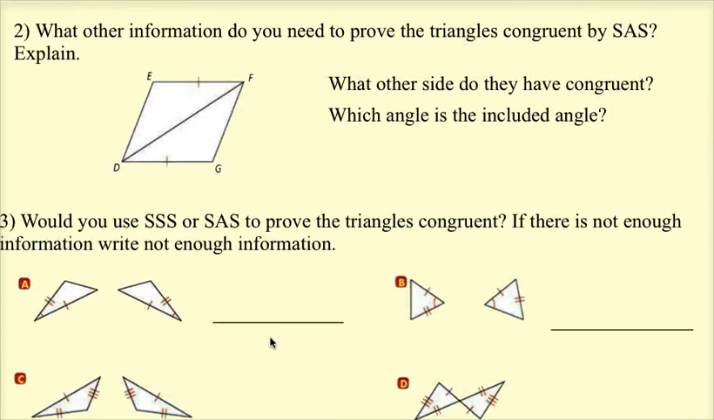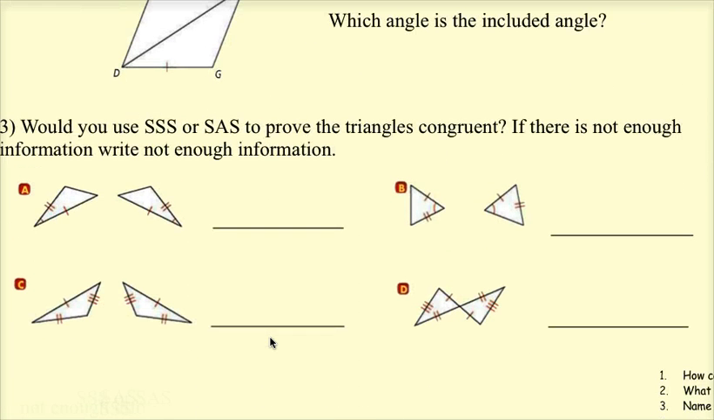And the last thing you're going to do is look at these triangles that are down here, and tell me whether you would use side, side, side, or side, angle, side to prove that the triangles are congruent. If there's not enough information, which there might not be, then you write not enough information. And one of them actually has two methods, so see if you can figure that out and come in with those answers tomorrow.